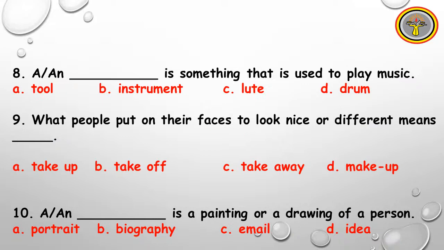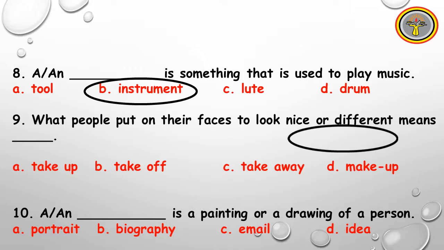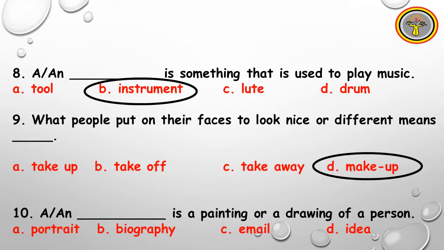Number eight, A or N space is something that is used to play music. I think the right answer is an instrument. Number nine, what people put on their faces to look nice or different means makeup. Number 10, A or N space is a painting or a drawing of a person. I think the right answer is a portrait.